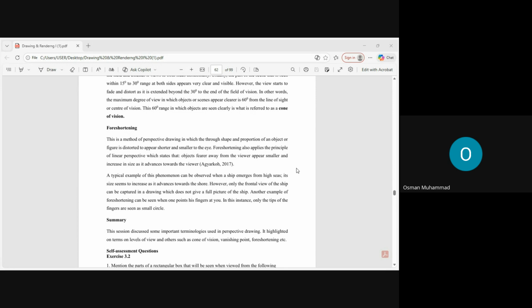Please, I want to ask a question. Okay, fine, Osman. Sir, for foreshortening, you said part of it appears smaller. So you mean that whenever you are drawing, you get the normal size, but when you are done with the drawing, it will end up becoming small, or you have to do it yourself? You have to do it, because if it's foreshortening, some part is going to be very small.